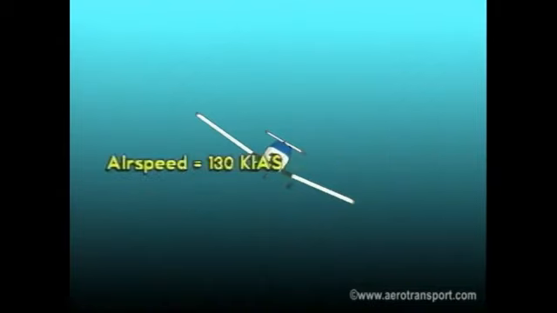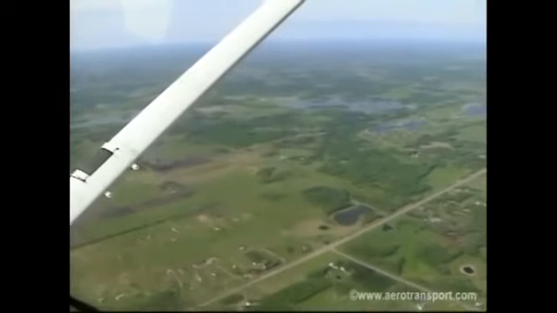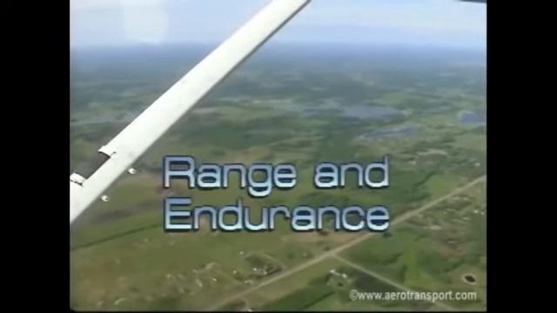If your airspeed is 130 knots, 10% is 13. Add 7 to that and it totals 20. Therefore, you would need 20 degrees of bank for a standard rate turn at 130 knots. The final section of this tape deals with range and endurance.